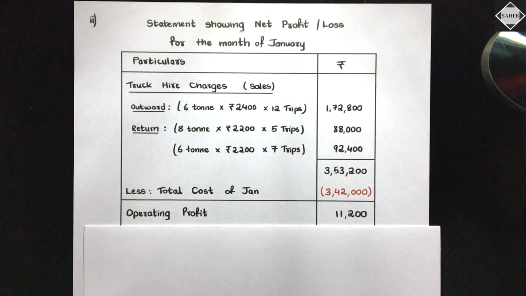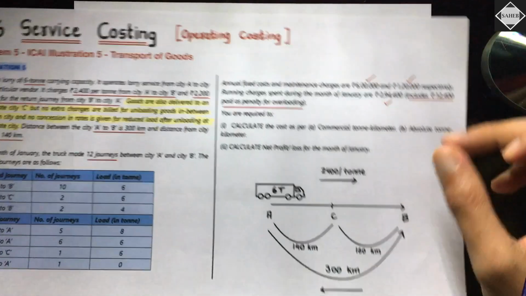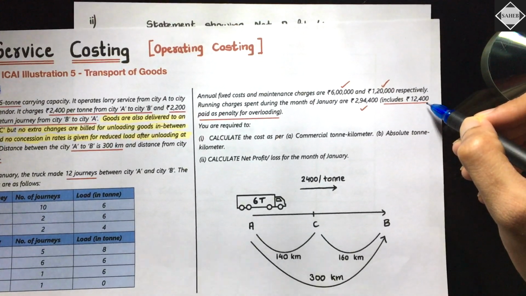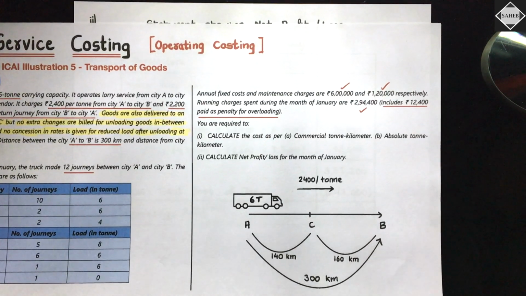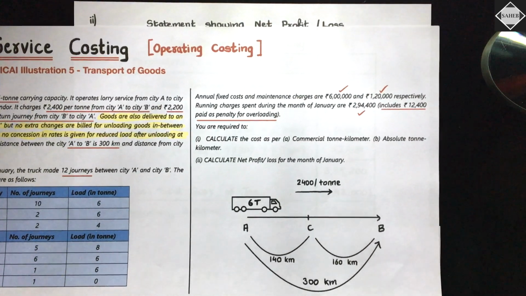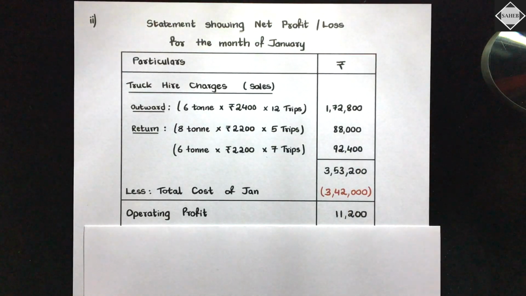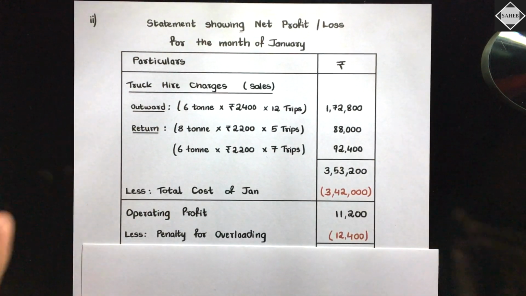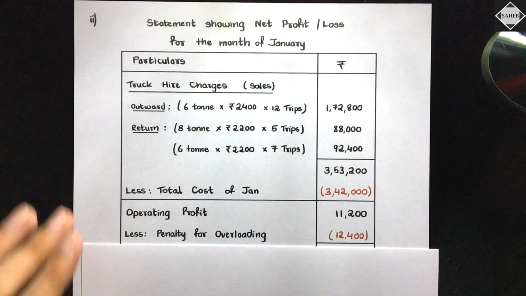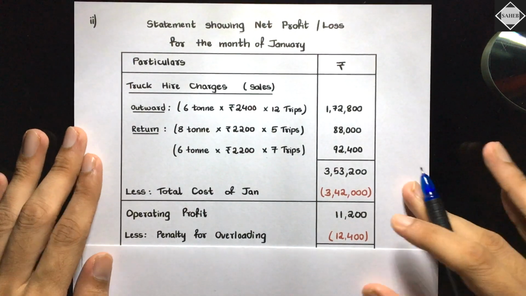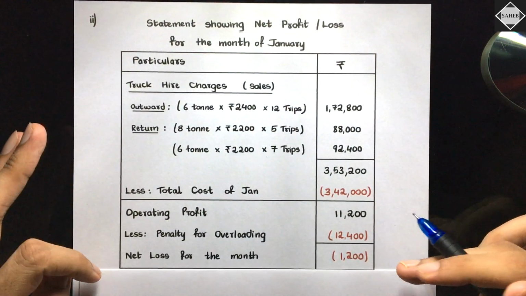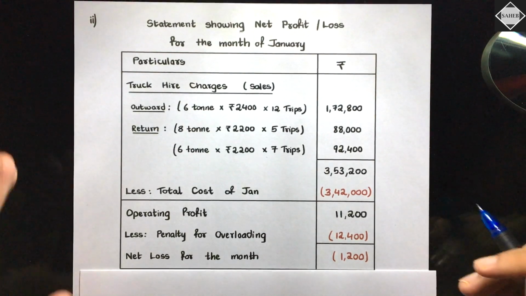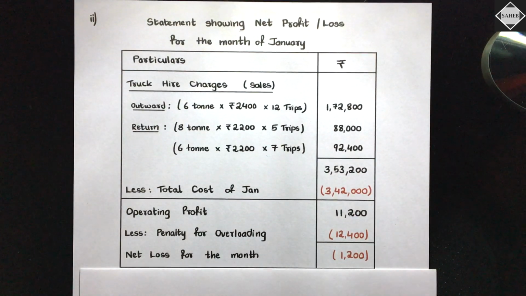So what we have to do? We have to subtract the penalty. Penalty is there now, 12,400. I told you it will be debited to costing profit and loss. We can't take it in operating cost sheet. That would be wrong, right? But here we can take it to calculate the net profit. So we'll subtract the penalty for overloading. Okay, minus 12,400. So if you subtract that, then what happens? There is a loss of 1,200. Yeah, the second requirement is complete. Is it clear? There is no profit in this question. There is loss, net loss.